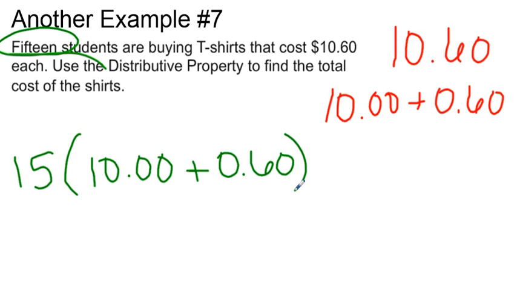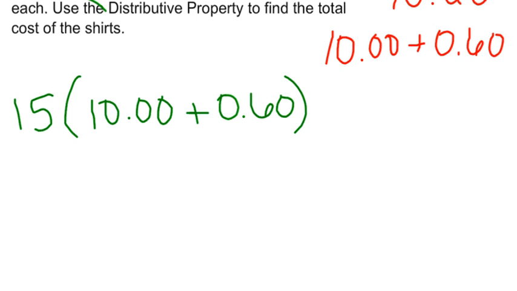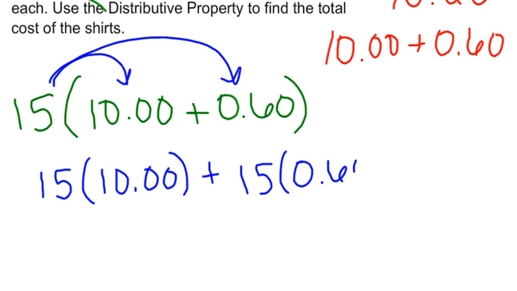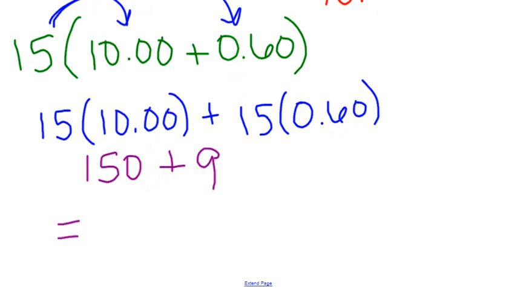All right. Now we're just going to distribute this out. So we're going to do our 15 times 10, which again, is very simple to multiply mentally, plus 15 times 60 cents. Okay, now that I set up my multiplication, now I can just start multiplying. So 15 times 10 is 150 bucks, plus 15 times 60 cents, that equals $9. So all we have to do now is add 150 plus 9, and that's $159.